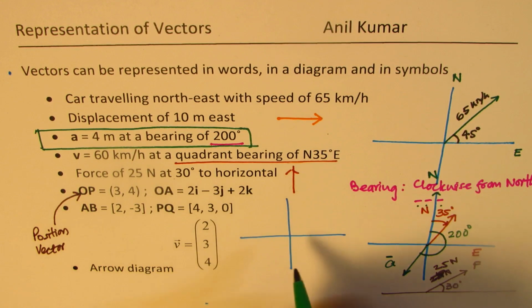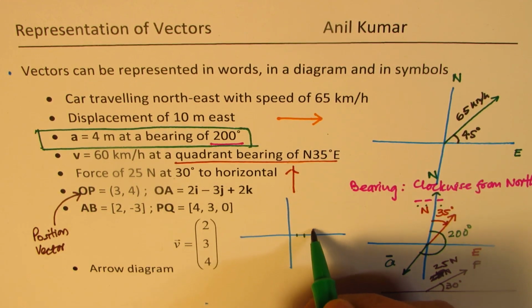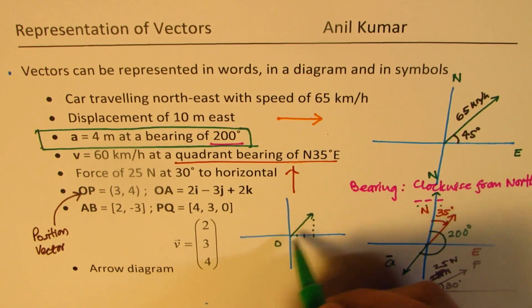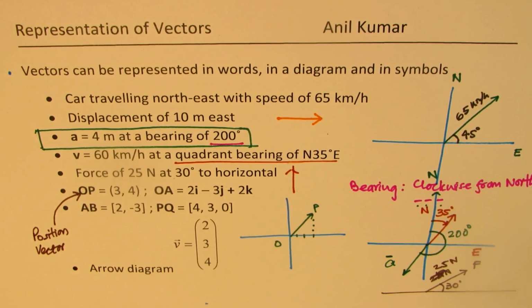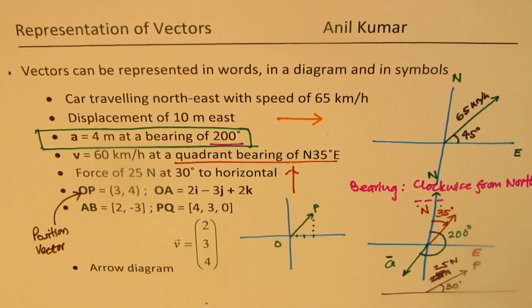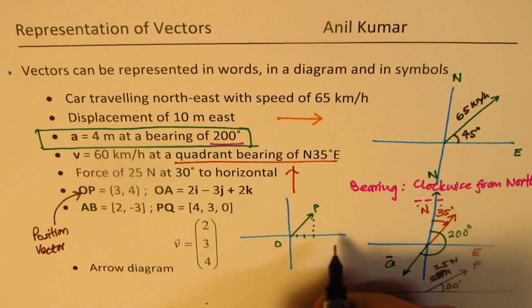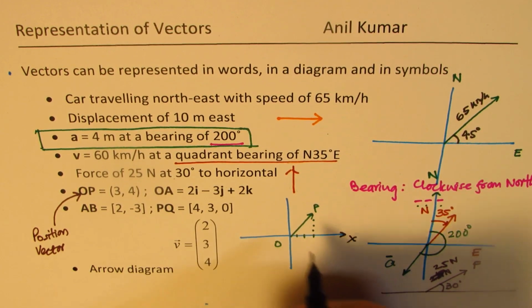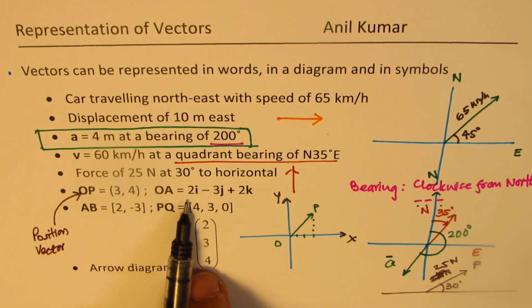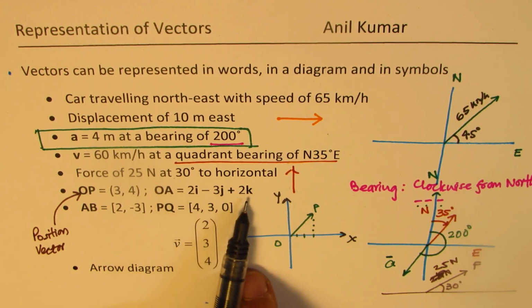3, 4 will mean 1, 2, 3, 1, 2, 3, 4, right? So this vector will be vector OP, right? So that is how you show the position vector on a coordinate plane, the XY coordinate plane. The next one is an example of R3, in 3 dimensions.